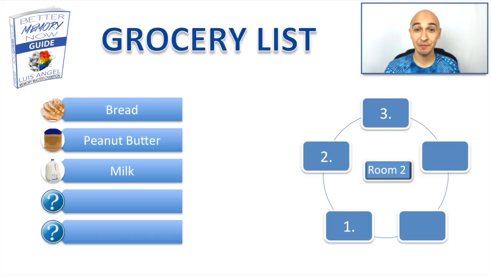The 8th thing we need to pick up from the grocery store is milk. I want you to see milk doing something and interacting very vividly with a lot of action. Add as many senses as you can to that next spot in your second room.